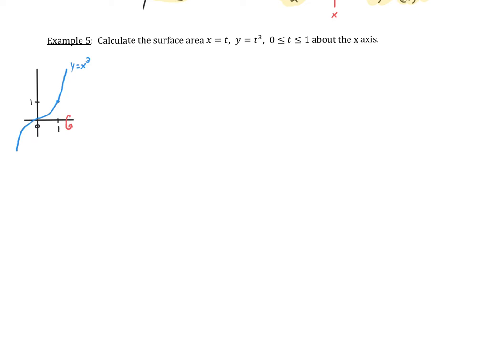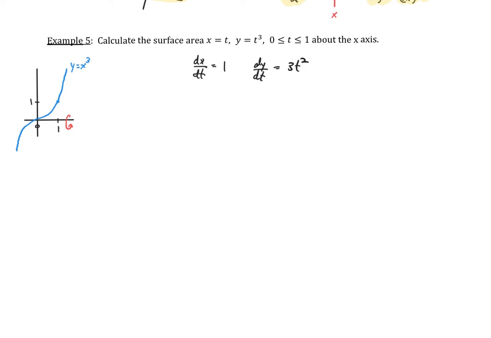Okay, so we have our parametric curve, and we know we're going to need dx/dt and dy/dt. So dx/dt is going to be equal to just 1, and dy/dt is going to be equal to 3t squared, like this. All right? And we know that we are going to rotate about the x-axis.